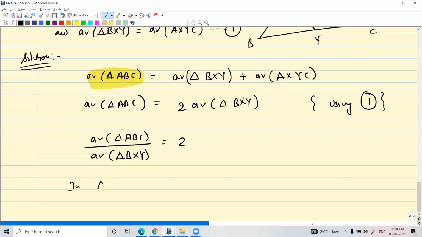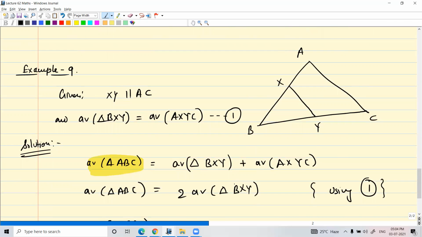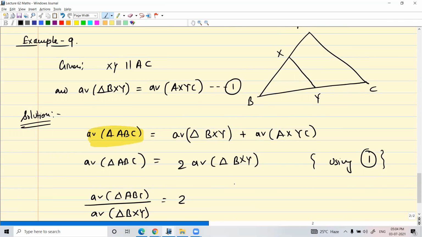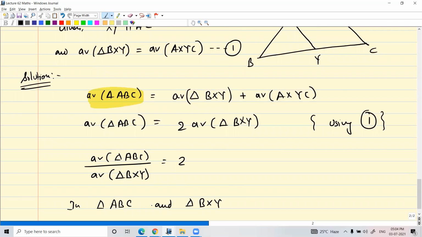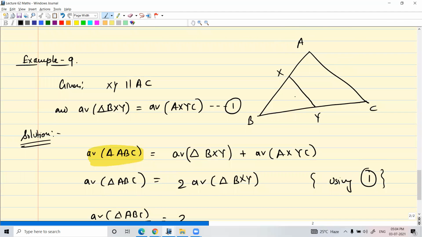So we will say in triangle ABC and triangle BXY. Did I write it in correct order? ABC and it should be XYB, I mean to say XBY, because B is corresponding to B, A is corresponding to X, and C is corresponding to Y. Can everyone understand why I'm saying that? Because XY is parallel to AC, right? This line XY is parallel to AC.